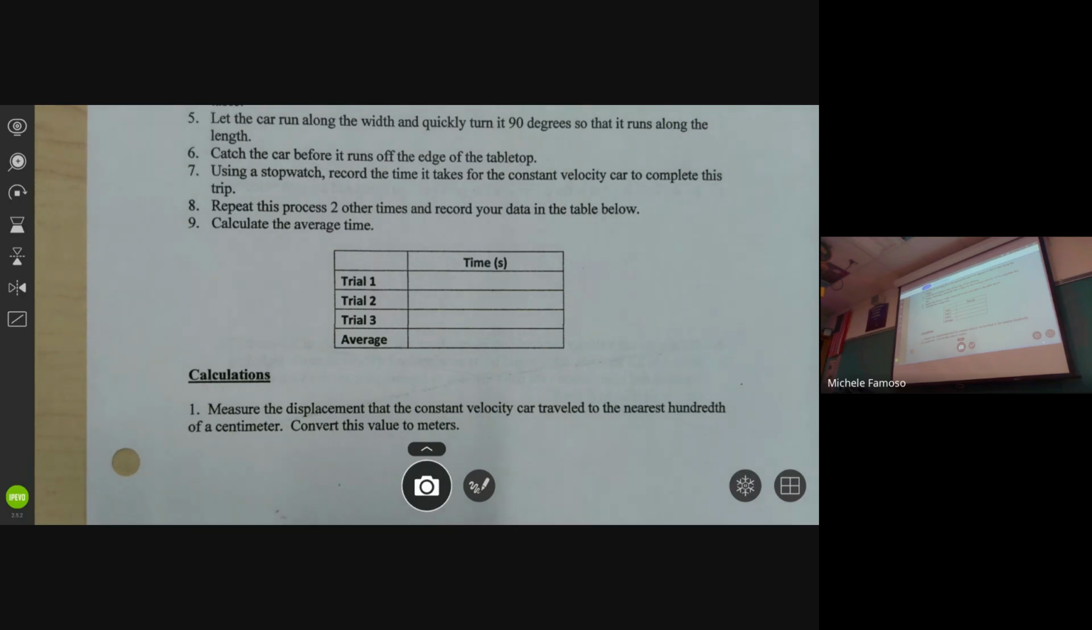Do we stop it? No, 3. No, at 3. You do it at 3. You're going to start it at 1, let it go to 2, quickly turn it so it goes to 3. So you start it the moment you place this down on the desk at 1, and you stop it the moment you pick it up at position 3.